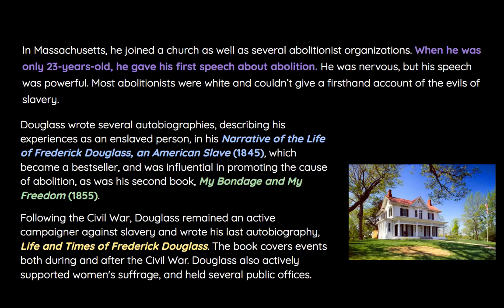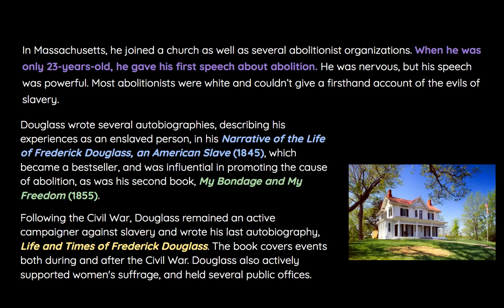One of them is called his Narrative of the Life of Frederick Douglass, an American Slave, which was published in 1845. This book became a bestseller and was influential in promoting the cause of abolition, as was the second book that he wrote called My Bondage and My Freedom, which was published in 1855. After the Civil War, Douglass remained an active campaigner against slavery and wrote his last autobiography, The Life and Times of Frederick Douglass. This book covers events both during and after the Civil War.